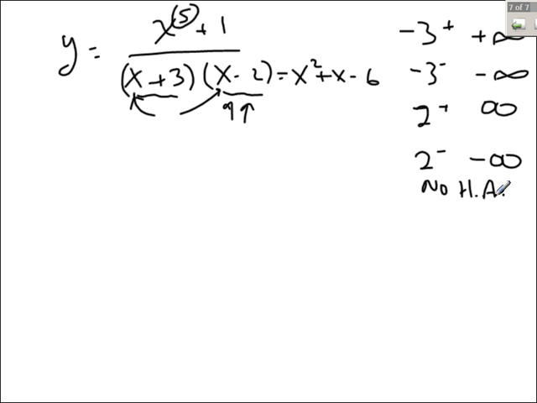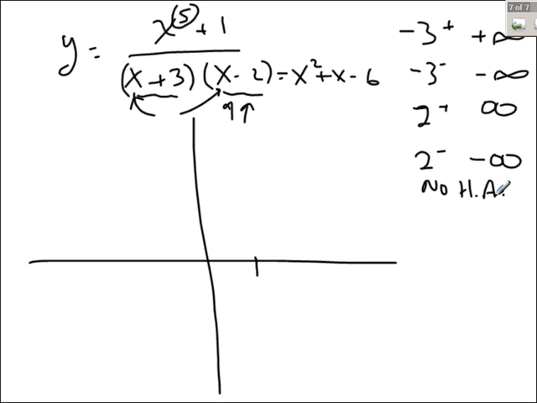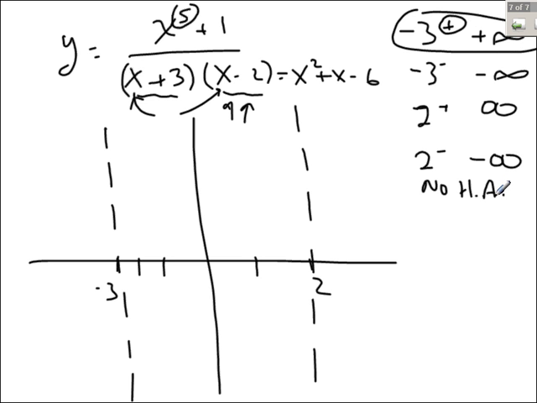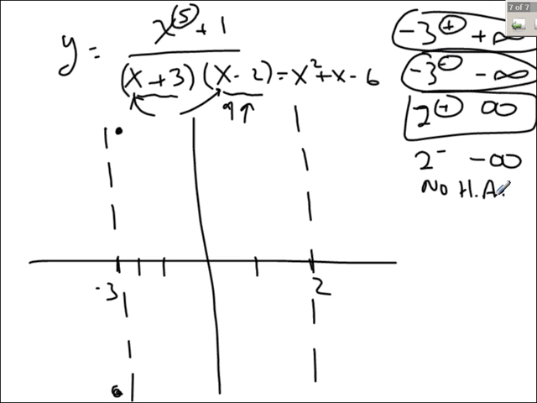Okay, now graphing, hopefully it's not a big deal. Vertical asymptotes at 2 and at negative 3. Here's one of them. Here's the other one. When you're a little bit more, that is to the right of negative 3, you're at positive infinity. A little bit less, because of the negative, you're at negative infinity. A little bit more than 2, positive infinity. A little less than 2, negative infinity.